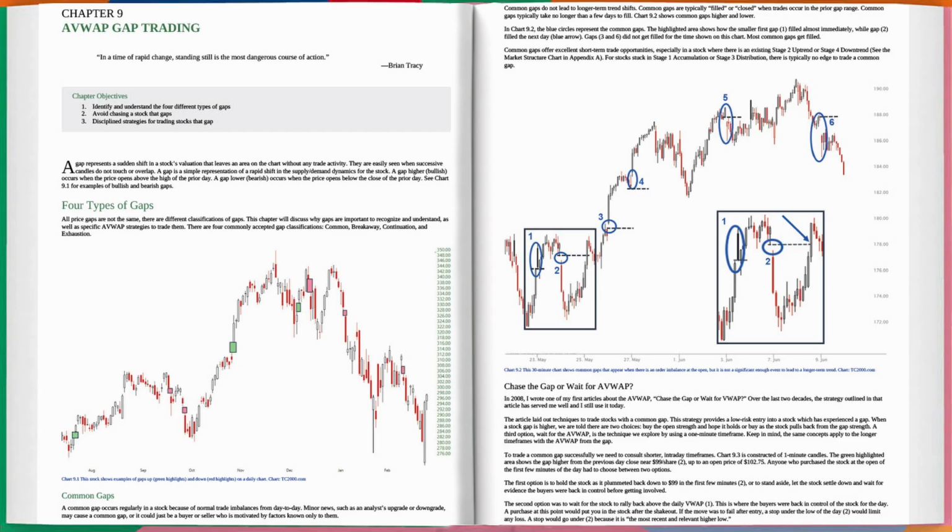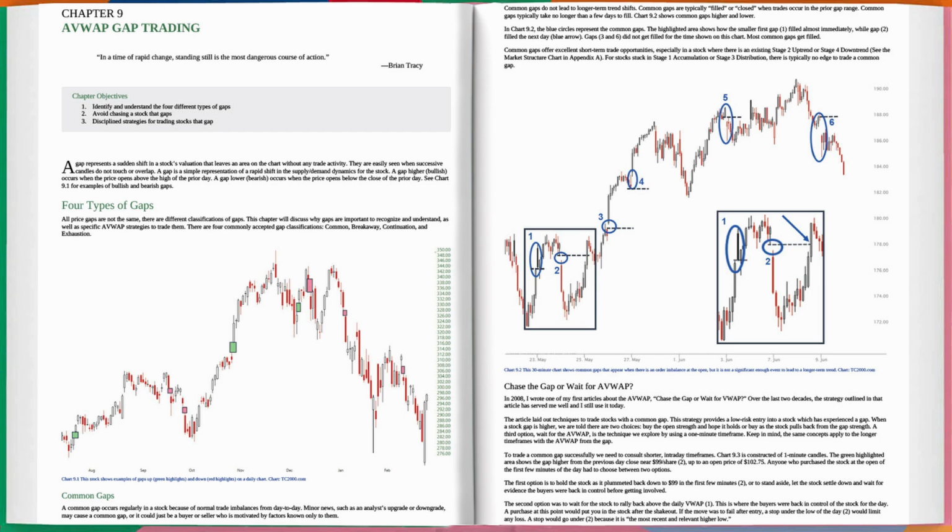A gap represents a sudden shift in a stock's valuation that leaves an area on the chart without any trade activity. They are easily seen when successive candles do not touch or overlap. A gap is a simple representation of a rapid shift in the supply and demand dynamics for the stock.